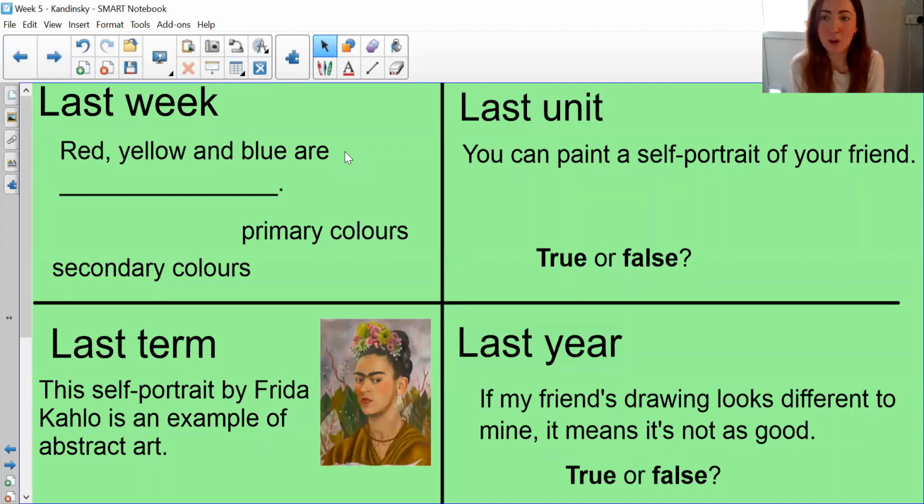Okay, so let's do our just checking questions. From last week, red, yellow and blue are primary colours or secondary colours? And then from last unit, you can paint a self-portrait of your friend. Is that true or false? And then looking at this self-portrait here, this self-portrait by Frida Kahlo is an example of abstract art. True or false?